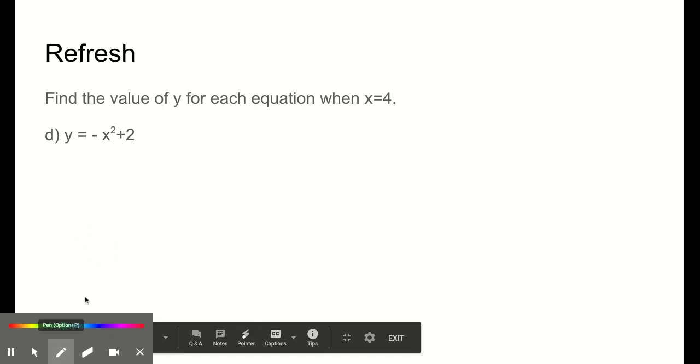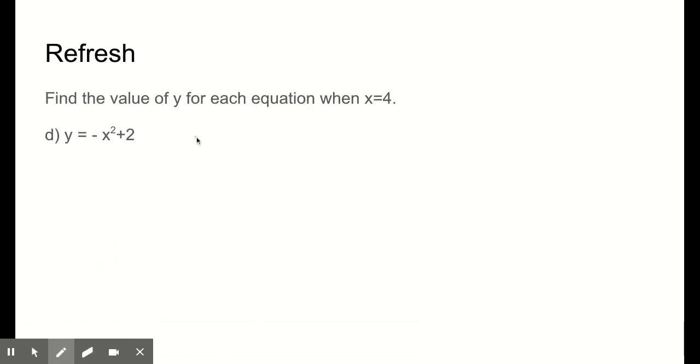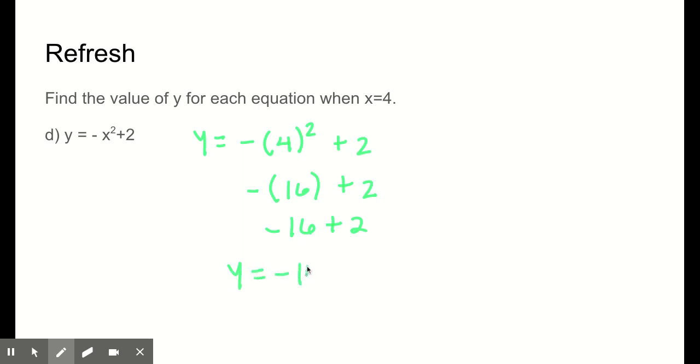For this one here, y equals negative x squared plus 2. So y equals negative 4 squared plus 2. So we have nothing to do inside the parentheses, therefore we use the exponent first. 4 squared is 16. From there, we need to multiply, so we're going to multiply the 16 times the negative 1, giving us negative 16. And then lastly, we can add the 2. Negative 16 plus 2 gives us a negative 14.